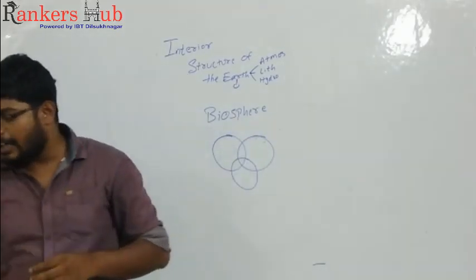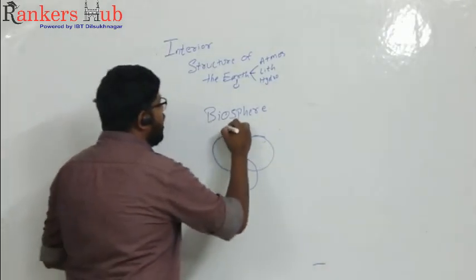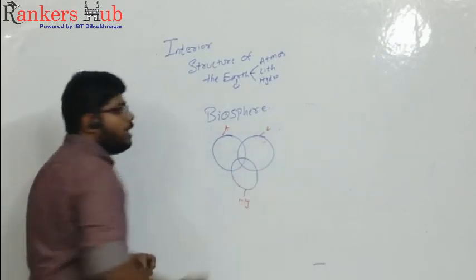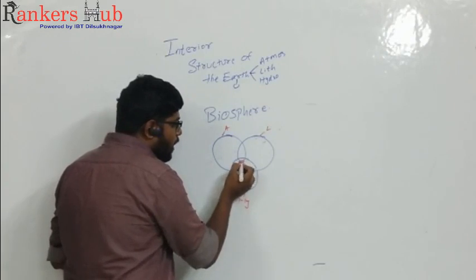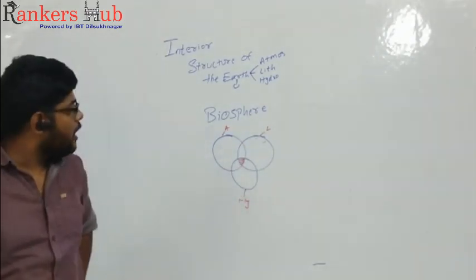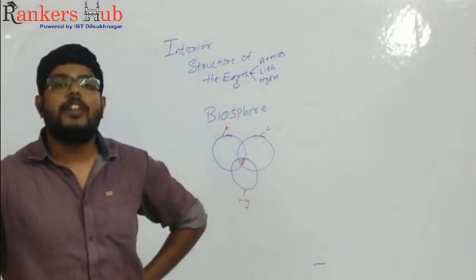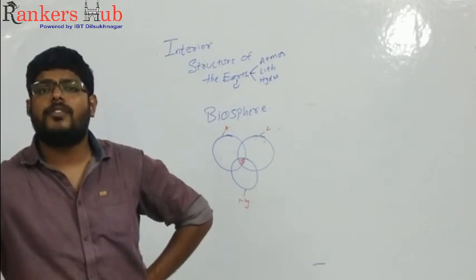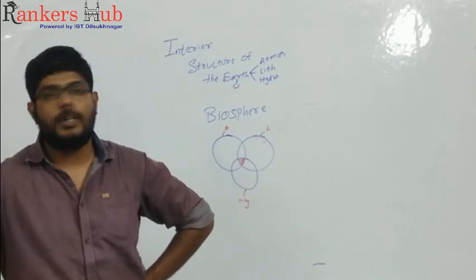If we draw biosphere as a Venn diagram, we will call this atmosphere, this lithosphere, and this hydrosphere. What is biosphere? Biosphere is the area where the 3 layers interfere. The interfering area of the atmosphere, lithosphere and hydrosphere is called the biosphere. That means life exists only on a very minimum part of the Earth. In the complete Earth we do not have life.